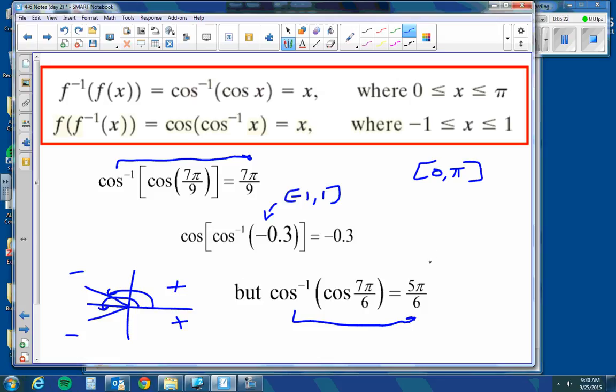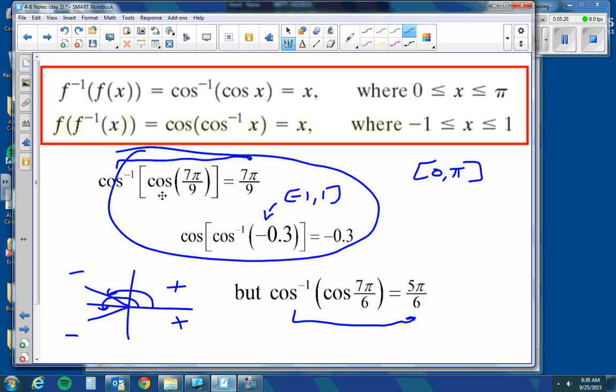So we'll do more examples like that. For now, the biggest thing you get is that up here, they just cancel. You can treat them like inverses, whereas here it was harder. And you can't treat them like inverses because the value given is outside the restriction. It's outside 0 to pi.